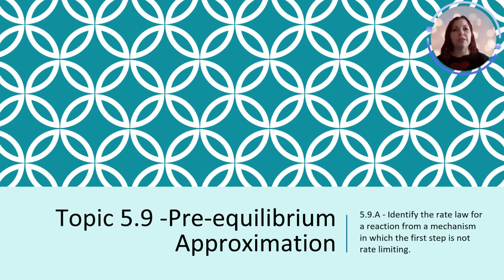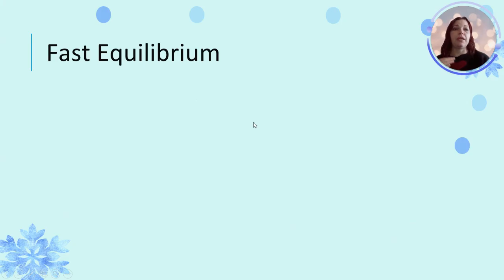So the learning objective for today is 5.9.a: identify the rate law for a mechanism for a reaction from a mechanism in which the first step is not rate limiting. In topic 5.8, we looked at writing the rate law from a mechanism in which the first step is rate limiting. So the first step was the slow step.